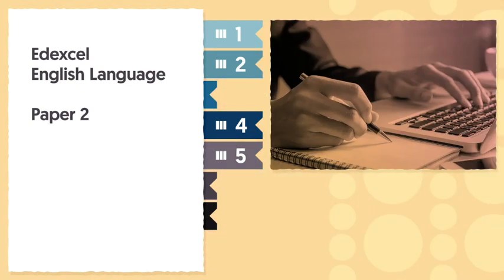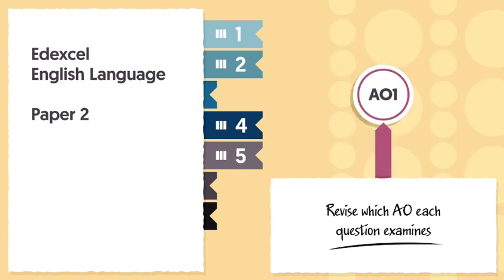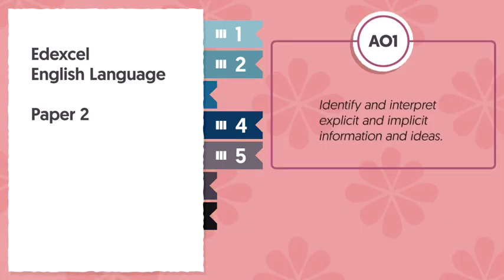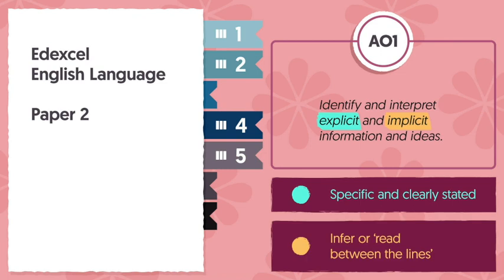Before you even get to the exam room, it's a really good idea to revise which assessment objective each question examines, so you know how best to answer. All of the short mark questions on this paper assess AO1, which is your ability to identify and interpret explicit and implicit information and ideas. Remember, explicit information is specific and clearly stated, while finding implicit information requires you to infer or read between the lines. So let's have a look at how you'd answer this type of question.